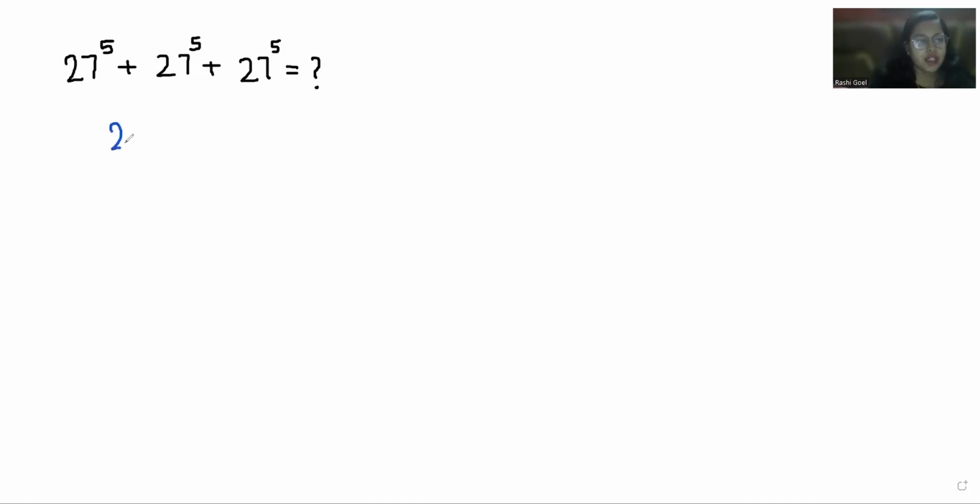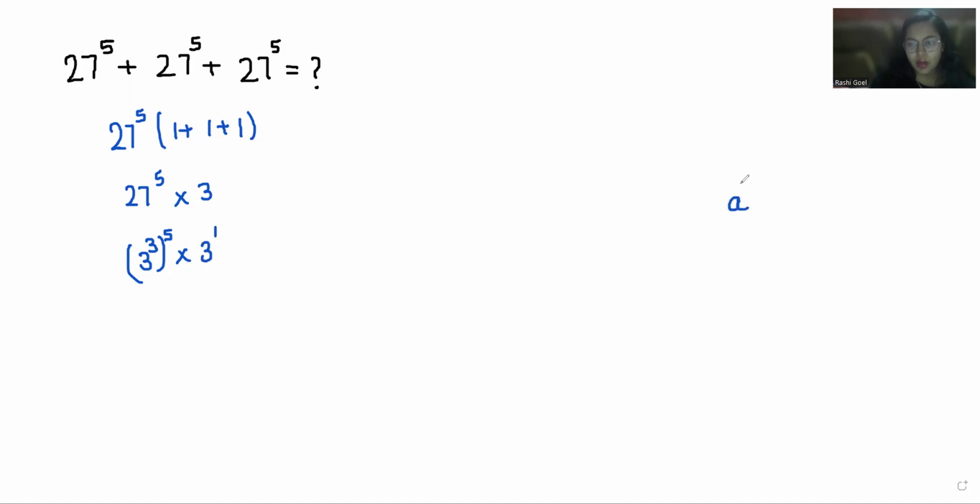So we can take 27^5 as common. So what is left? 1 plus 1 plus 1. So 27^5 times 3. 27, we know that it is a cube of 3. So 3^5 times 3^1.